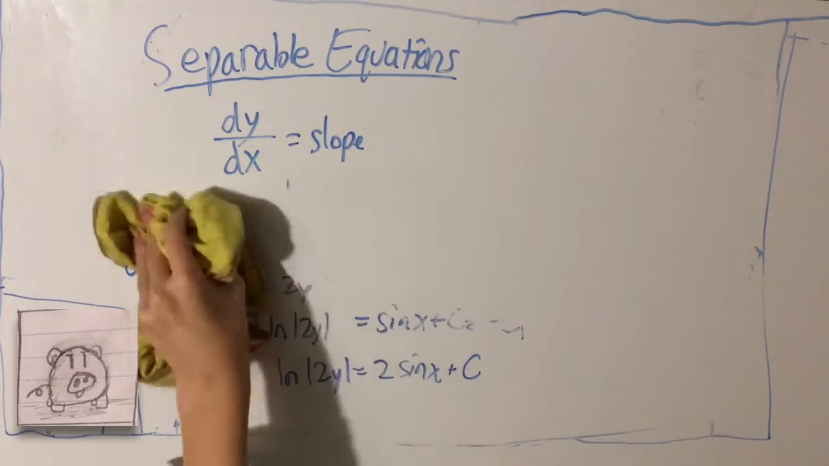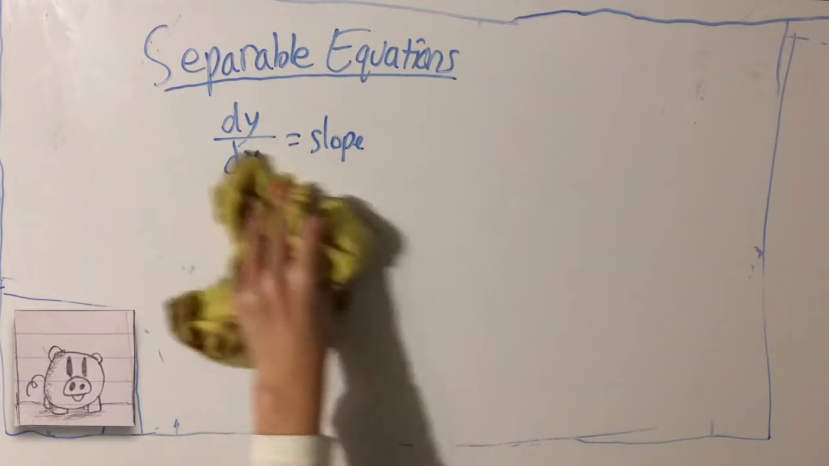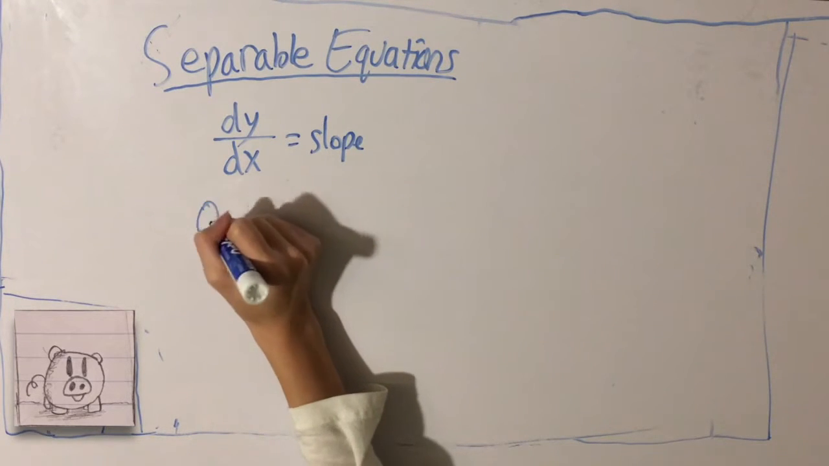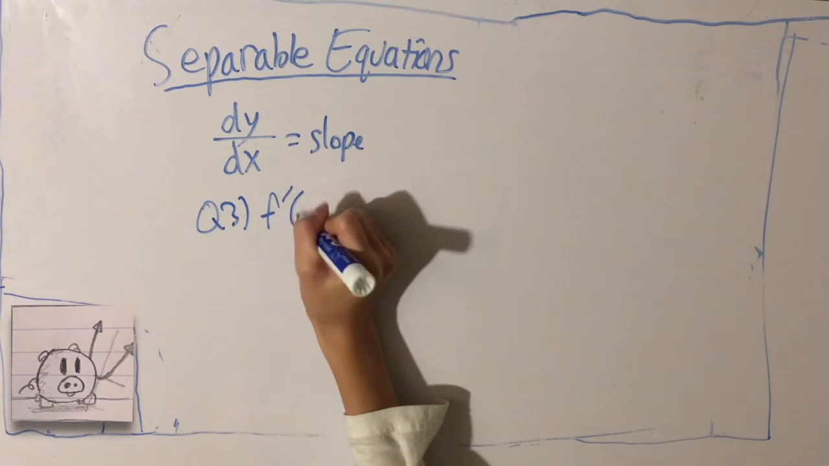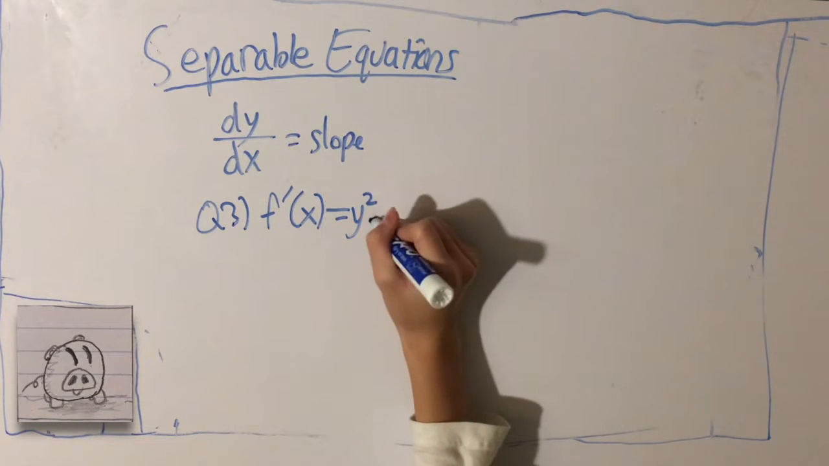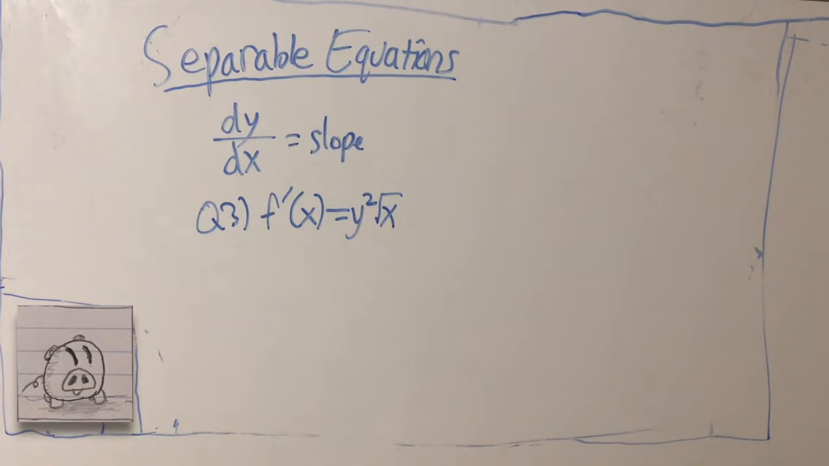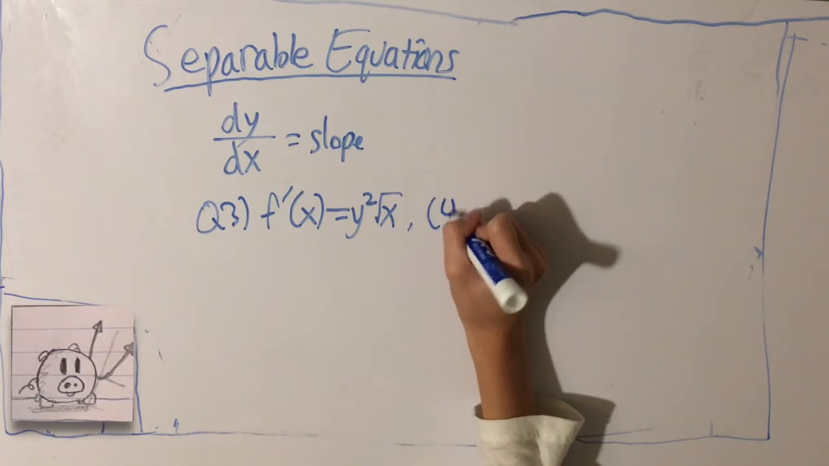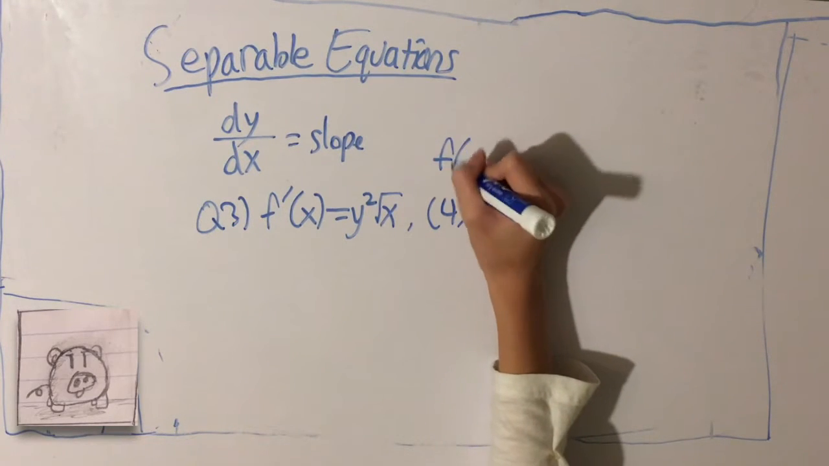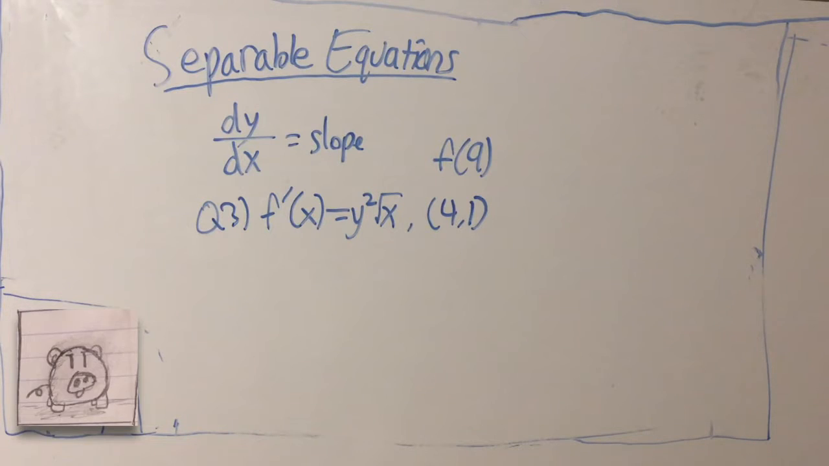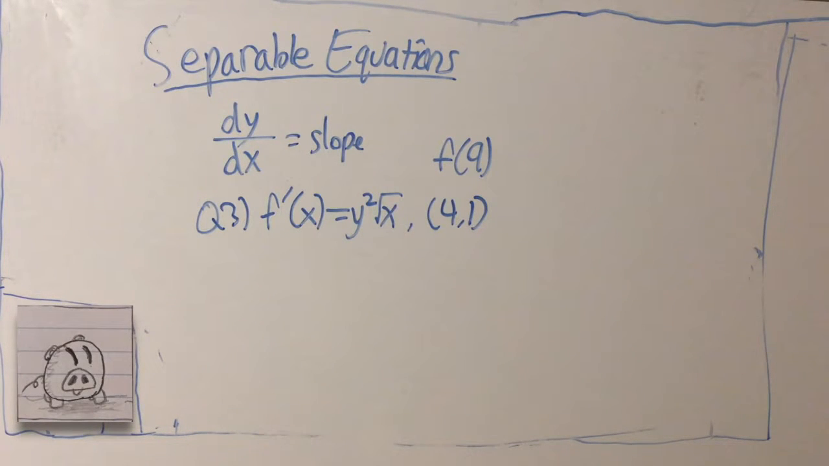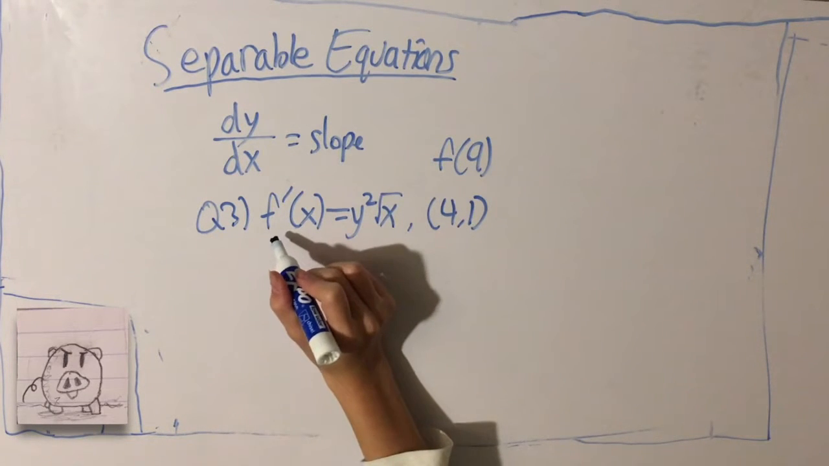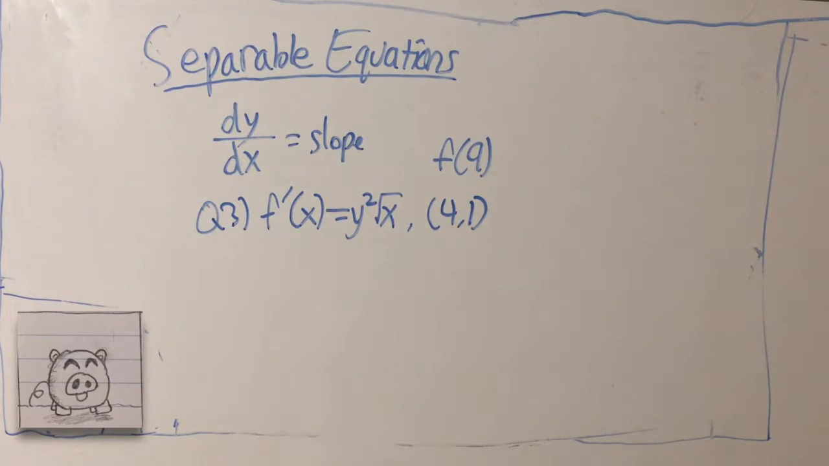Okay, last question before closing off. The graph of f of x has a slope equal to y squared times the square root of x at any point x comma y, and the graph of f of x hits the point 4 comma 1. Solve for f of 9. Interesting. Although it may not be at first intuitively clear what to do, may I draw your attention to this. Yup, it's your best friend, dy dx, back to save the world.